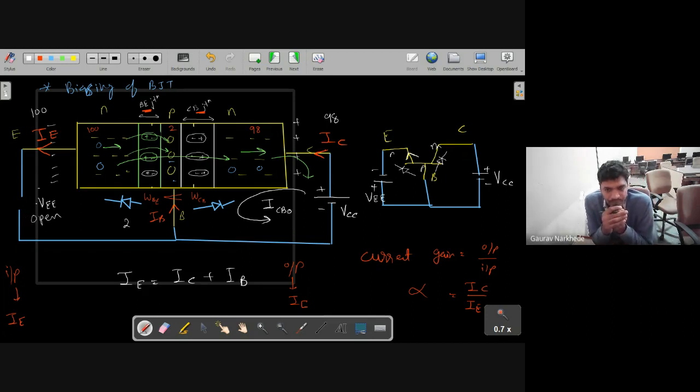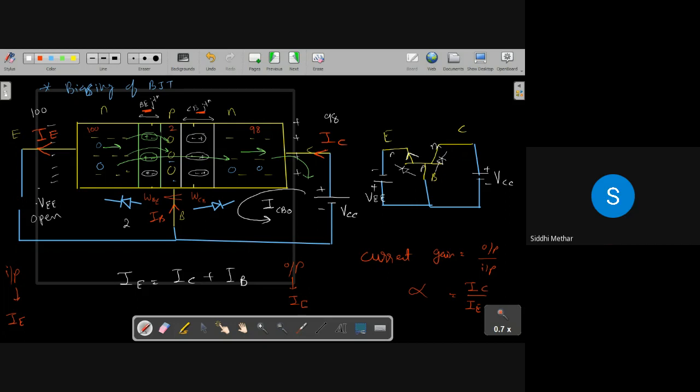समझ में आया? Yes, sir. ICBO is called as reverse saturation current, right? Any problem in this? No, sir.